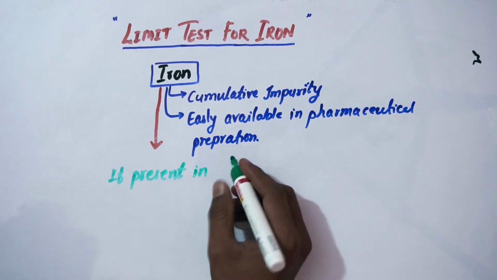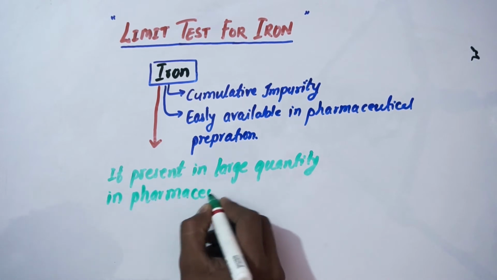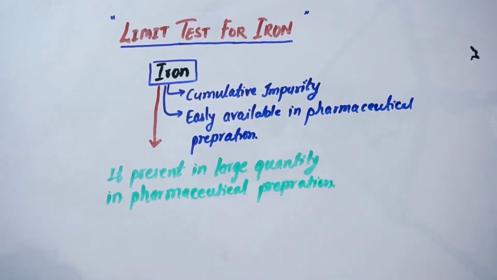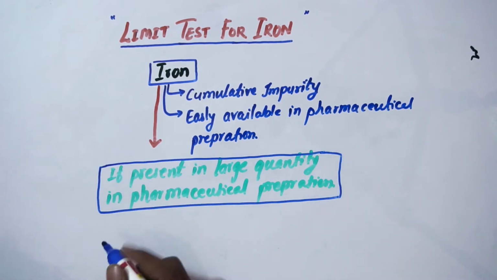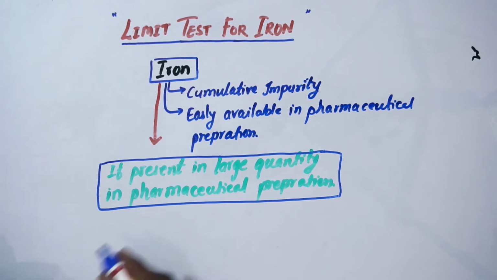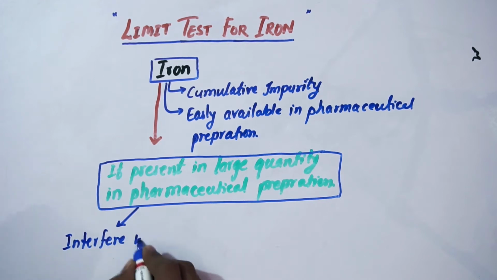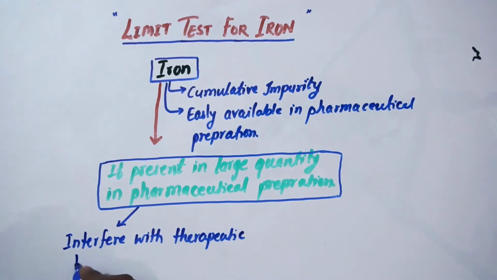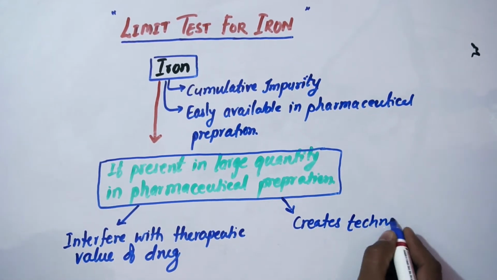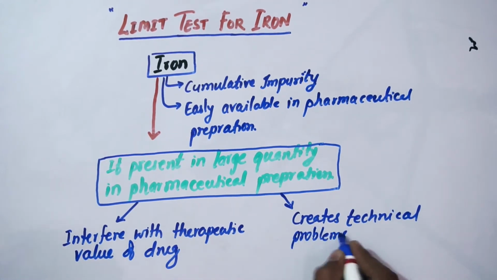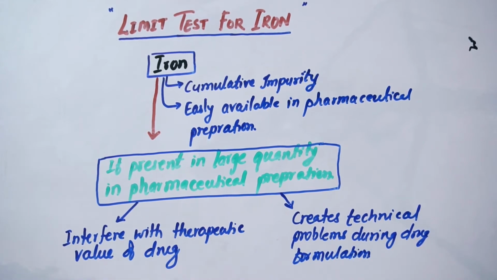If it is present in large quantity in our pharmaceutical preparation, what is it going to cause? This impurity is going to cause basically two different types of problem. First, it may interfere with the therapeutic value of the drug and can decrease it. Secondly, it can create technical problems during drug formulation. It means this impurity may interact with excipients or the drug itself and can cause technical issues during formulation.